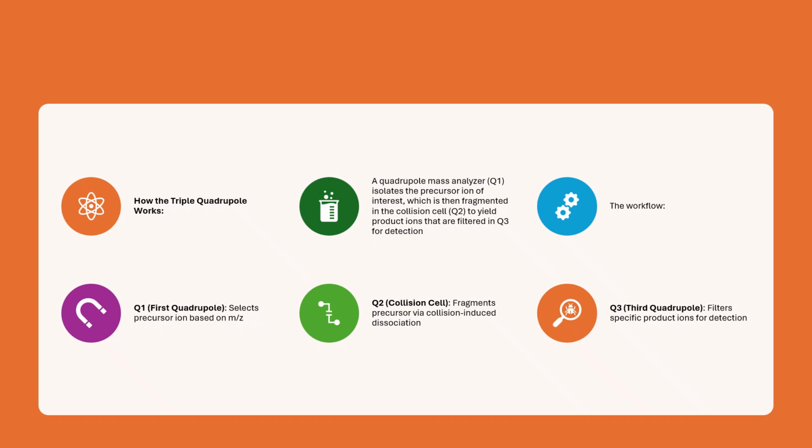Typically, 3 to 4 fragments per peptide are monitored, with one product ion for quantitation and another for qualitative identification.